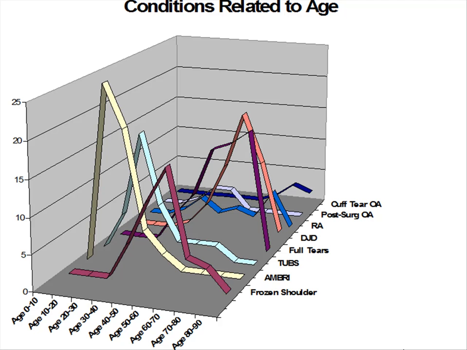Here's a graph which represents this age relationship. AMBRI is an acronym for atraumatic, multidirectional, bilateral instability due to being born loose, meaning it's due to inherently loose connective tissue. And TUBS is an acronym for traumatic, unilateral, related to Bankart lesions, often surgically corrected. Now, both are forms of instability, and you can see the peak at an early age. Also, you can see the peak around age 40 to 60 for frozen shoulder and the later life peaks for cuff tears and osteoarthritis.